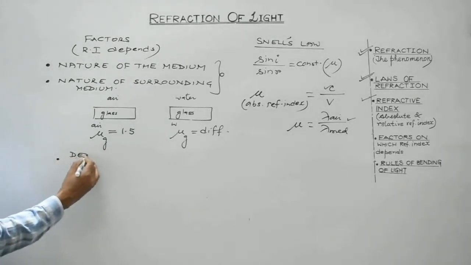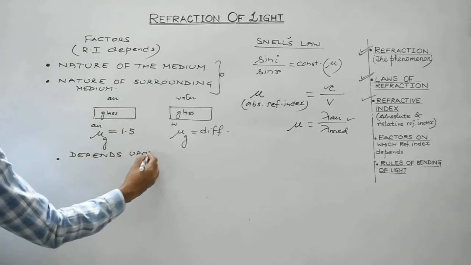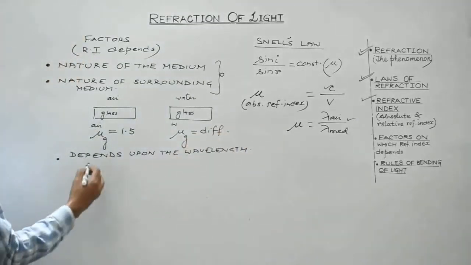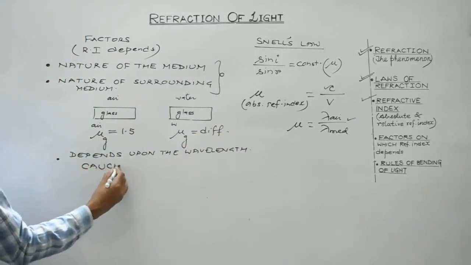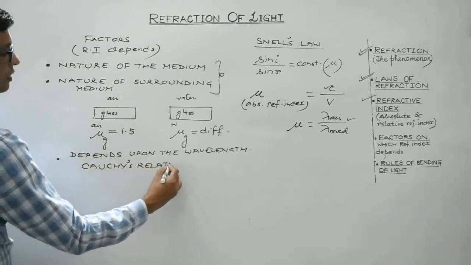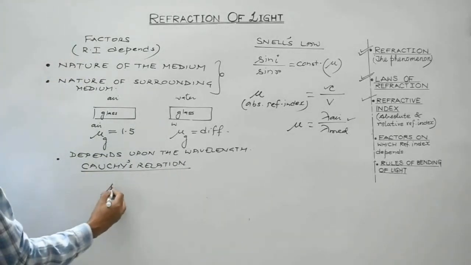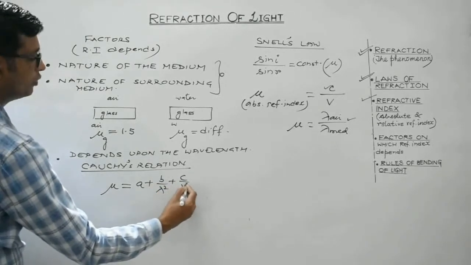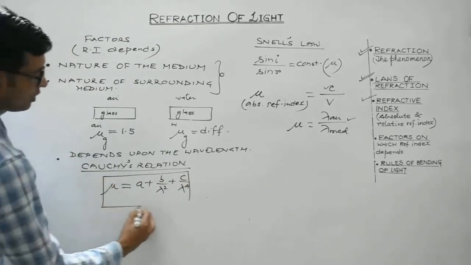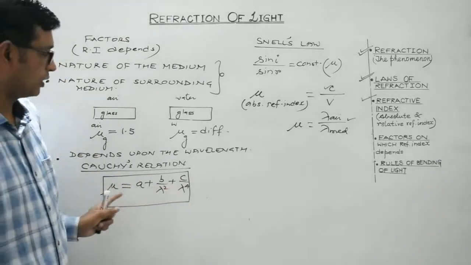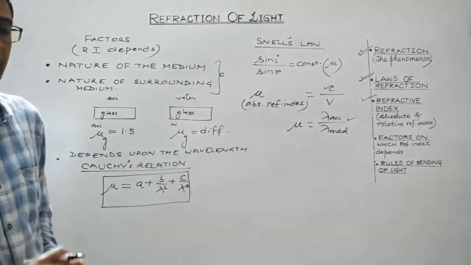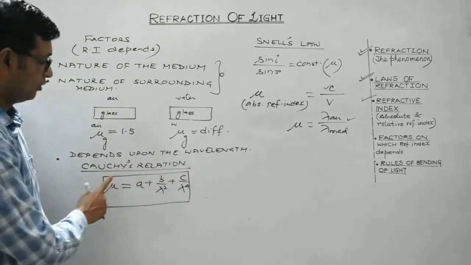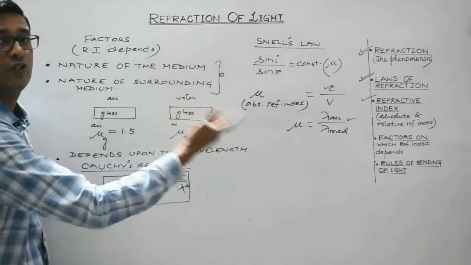Third, it depends upon the wavelength of the light. Look, there is a relation known as Cauchy's relation. It relates the refractive index of a medium with the wavelength. The formula is A plus B by lambda square plus C by lambda to the power 4. This is known as Cauchy's relationship. Now, with reference to this particular relation, we can easily conclude a basic fact. The greater or the longer the wavelength of a given radiation, the smaller will be the refractive index of the medium for that particular wavelength.